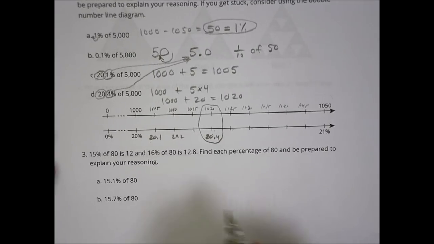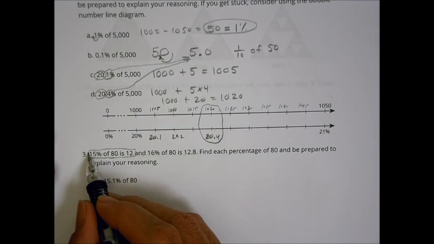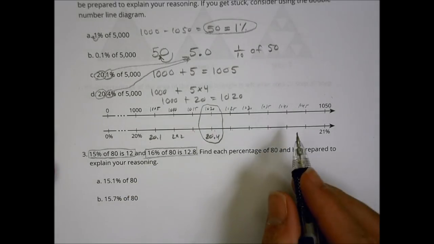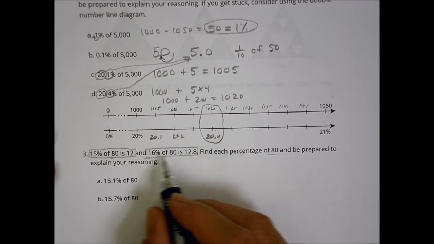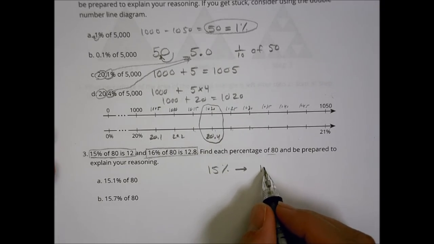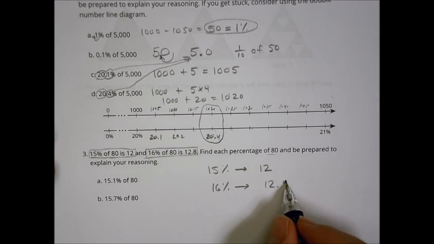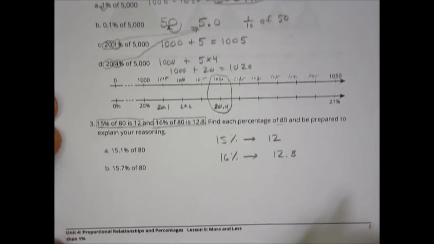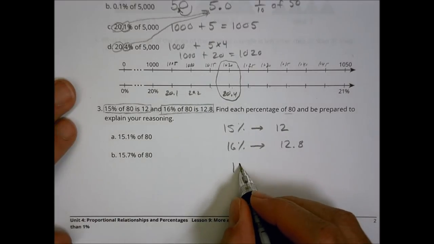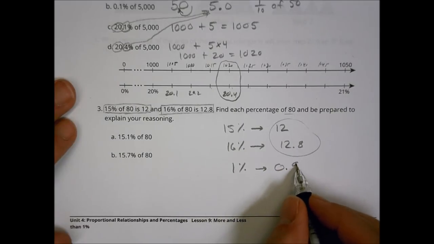Number three, 15% of 80 is 12. Got it. And 16% of 80 is 12.8. Find each percentage of 80 and be prepared. Okay, well, let's take a look here. If 15% gave me 12, and 16% gave me 12.8, are we able to determine what 1% is going to be? Well, I hope so. 1% is going to be the difference between these two. 1% is going to be 0.8, right?